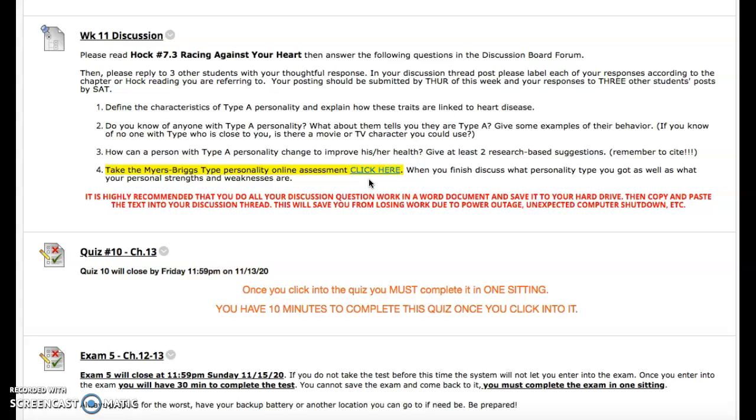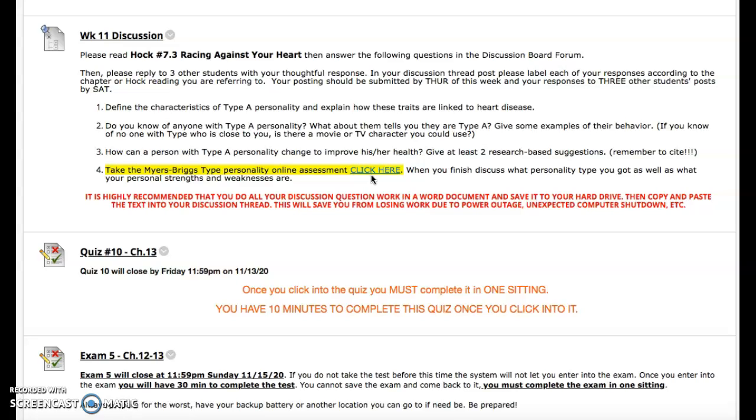And then lastly, a shift from talking about type A to now talking about your personality. You're going to be taking a Myers-Briggs type personality online assessment. This is not the full-length Myers-Briggs test, but it is a typology of Myers-Briggs. It's a shortened version. So you can click here and you can take the online assessment. When you finish, make sure you get all your results. You'll have the option to do that because you'll want to describe what personality type you got, and then what are the strengths and weaknesses of your personality type.